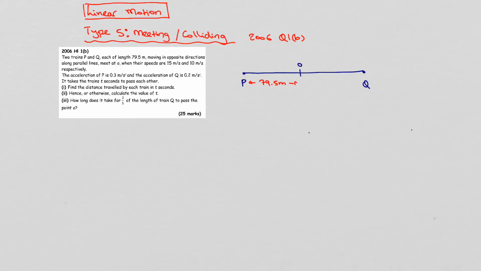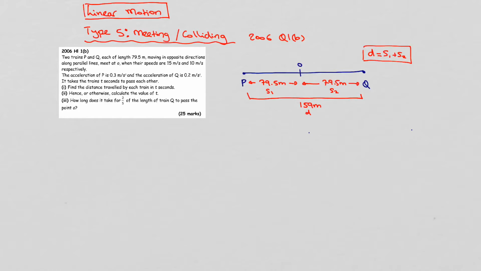means that the distance from O to P must be 79.5 and the distance from O to Q must be 79.5 metres. So in other words, if they just pass each other, the distance is going to be 159 metres. So if this is S1 and this is S2 and this is D, then the key to solving this problem for meeting or colliding is that D is equal to S1 plus S2. In other words, 159 metres.